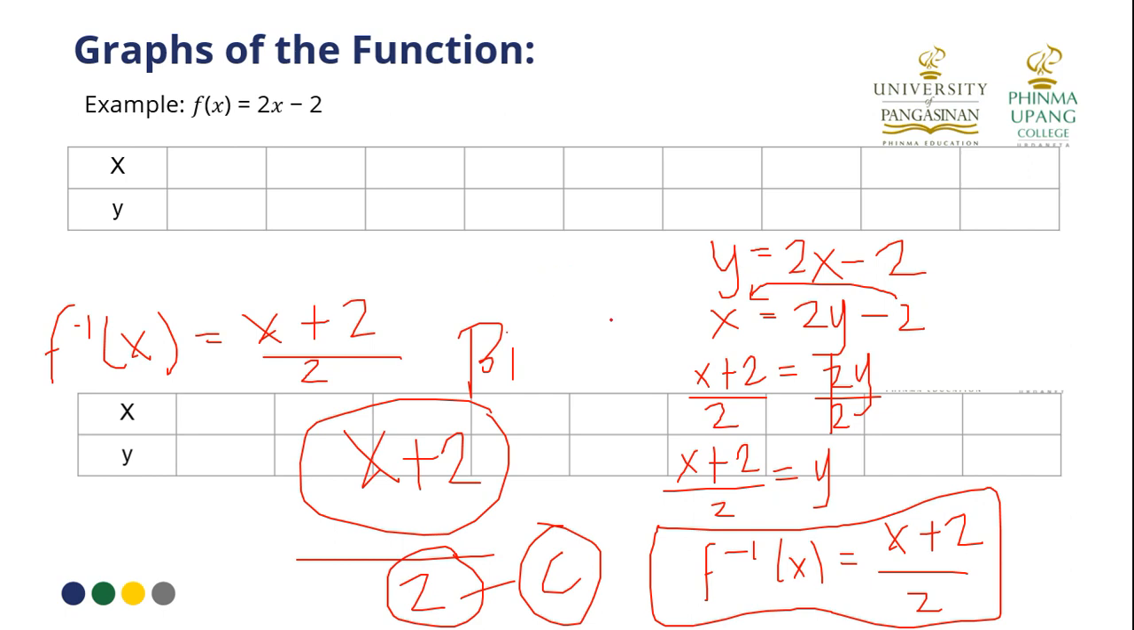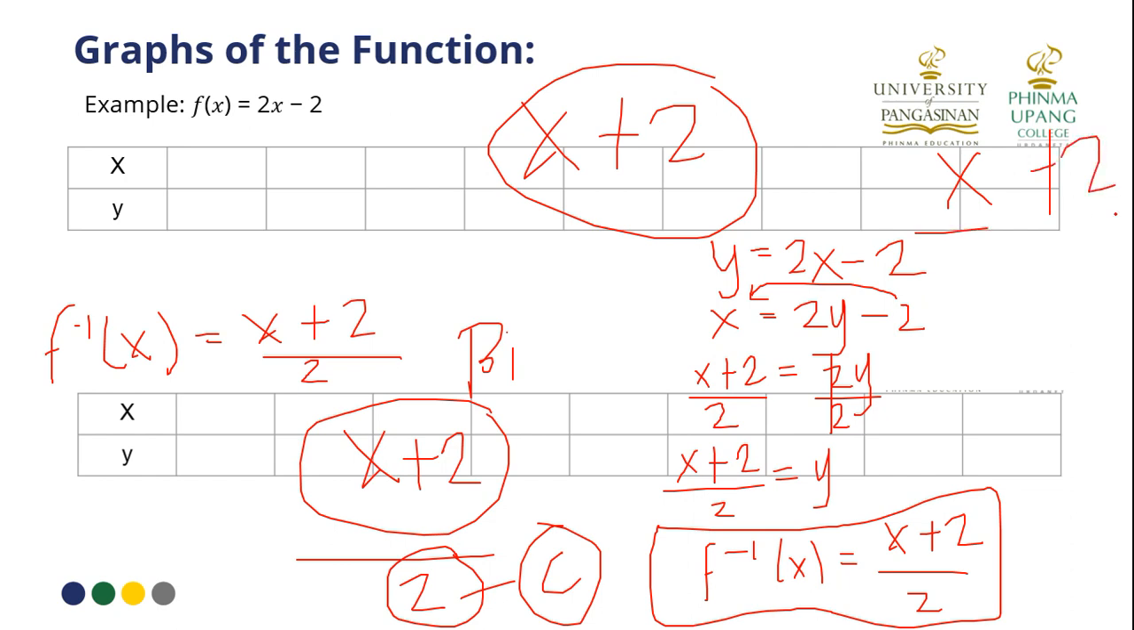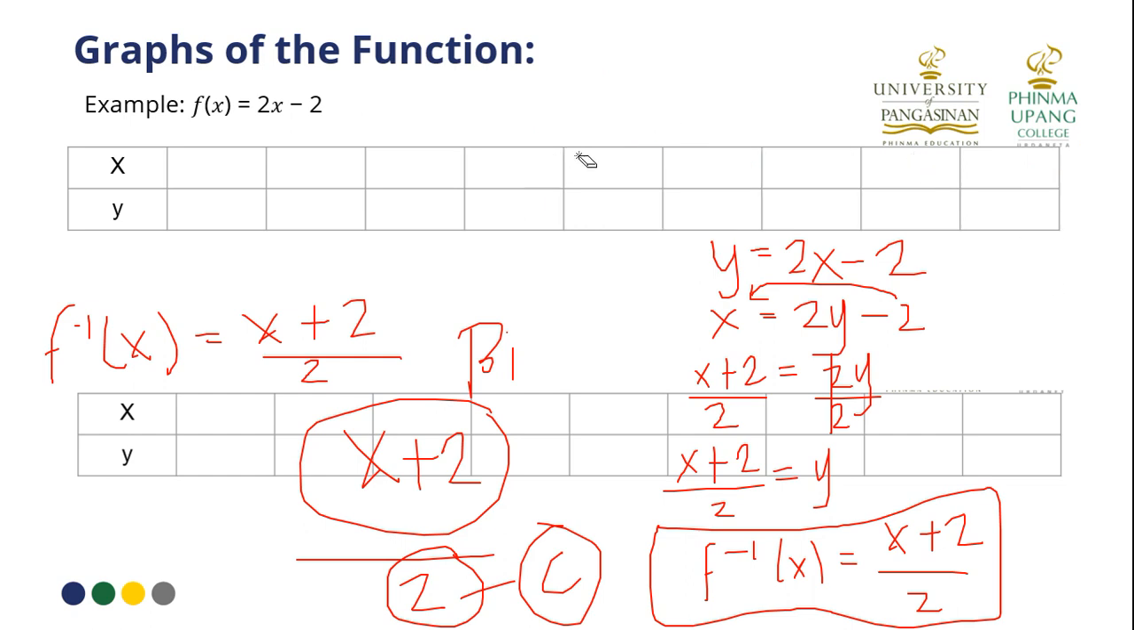Bawal po yan. Kasi ang x plus 2, it is considered as 2 terms. And 2 is 1 term. It is constant. You are allowed to eliminate x plus 2 if it is x plus 2 over x plus 2. Gets po? Yes po, thank you po. Okay. So, let's move on.